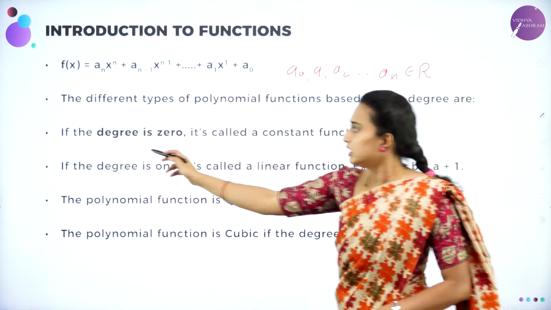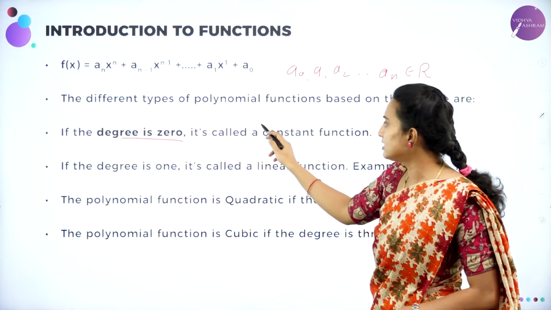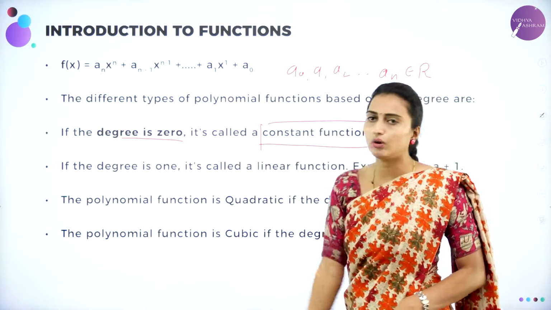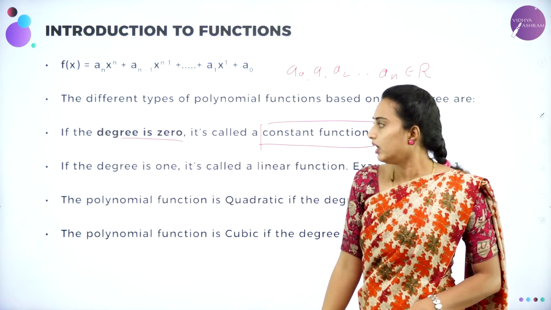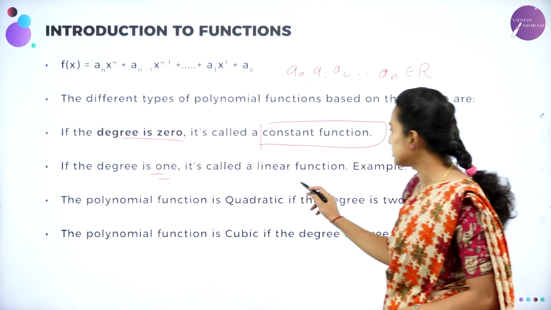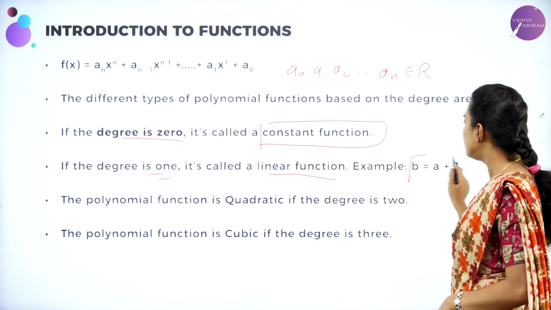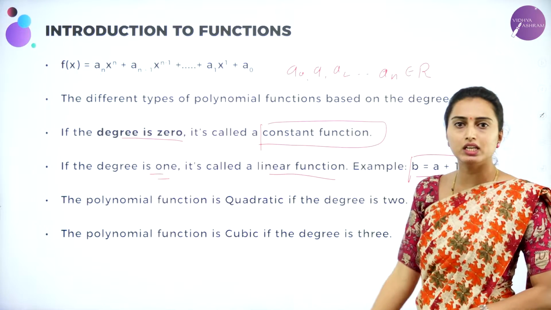Here I have taken the degree as 0, it is called a constant. If the degree is 0, it is a constant function, and if the degree is 1, it is called a linear function. For example, b is equal to a plus 1. You can observe the degree is 1 here.